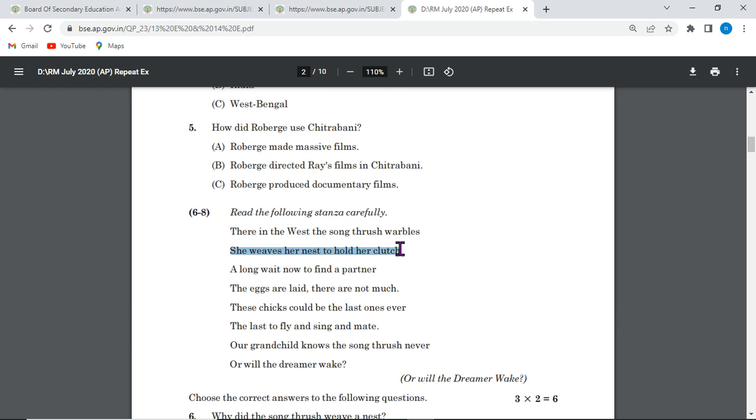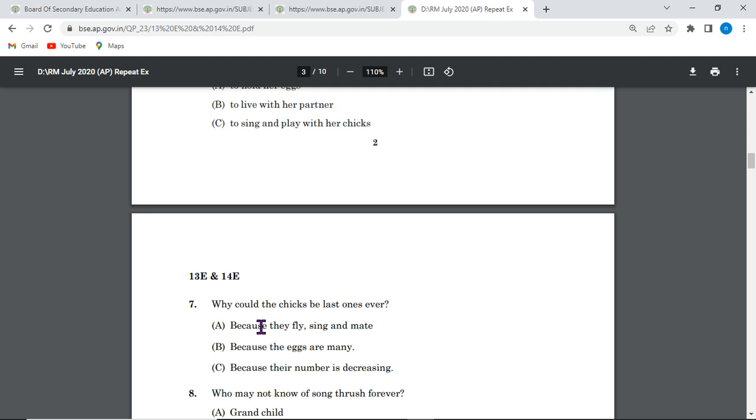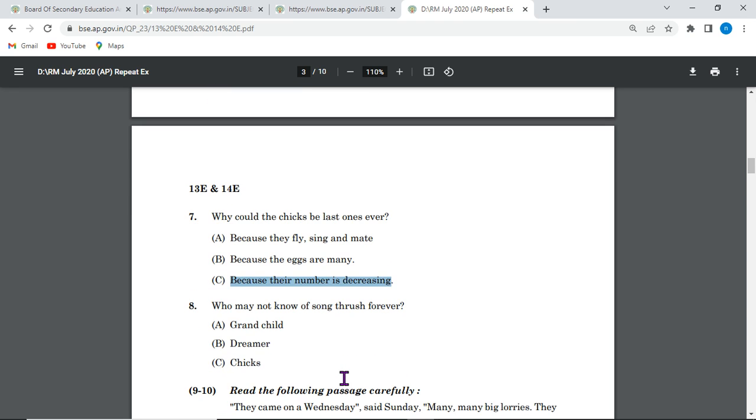She weaves her nest to hold her clutch. Now let us go to second question of the stanza. Why could the chicks be last ones ever? Because their number is decreasing, as it is clearly mentioned in the poem.